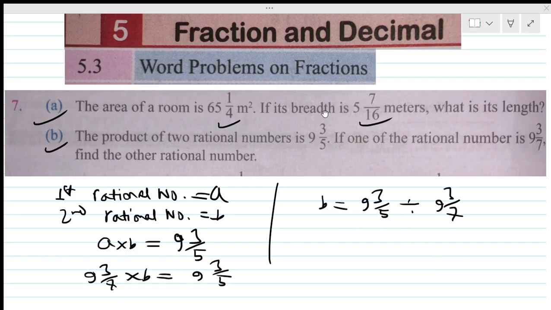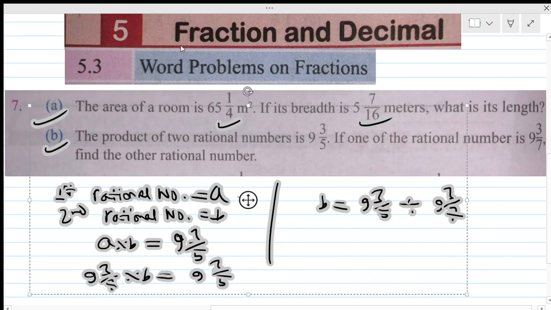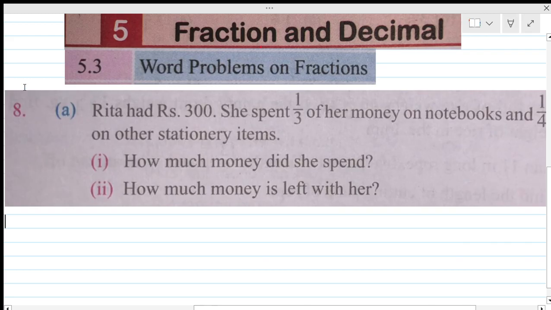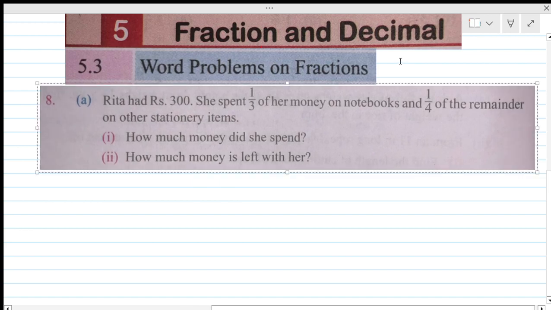Now I go with number 8. So I'm going with this number 8. What's here, let's see.